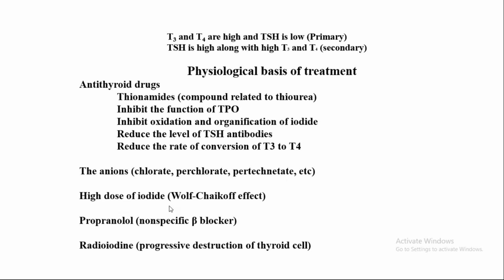Another treatment is a high dose of iodide. If a high dose of iodide is given, then the iodine itself inhibits the synthesis of thyroid hormone. That is known as the Wolff-Chaikoff effect. To produce the Wolff-Chaikoff effect, at least 2 milligrams of iodine per day should be given to the individual. At 2 milligrams and above per day, it will inhibit all the steps of thyroid hormone synthesis, known as the Wolff-Chaikoff effect.